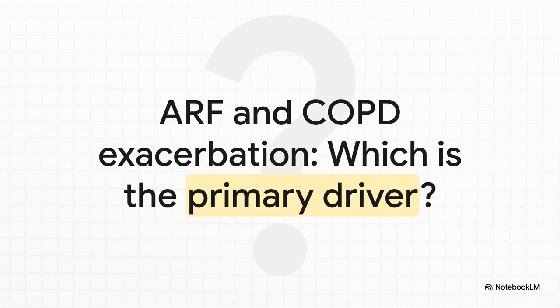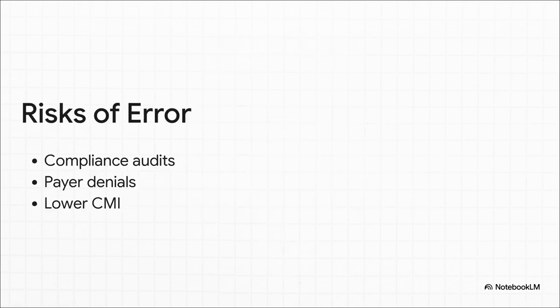In complex tiebreaker cases like this, where two diagnoses equally meet the criteria, Guideline 2A basically says either can be sequenced first. It all depends on the circumstances of the admission, the therapy provided, and the specific chapter instructions. This is exactly where you, as the coder, have to play detective and dig deep into the H&P, the progress notes, and the discharge summary. Because getting that primary driver wrong has devastating consequences.